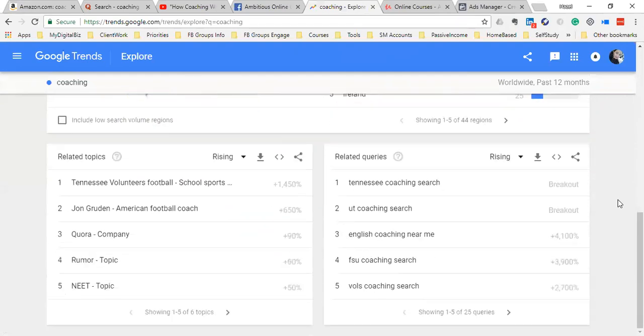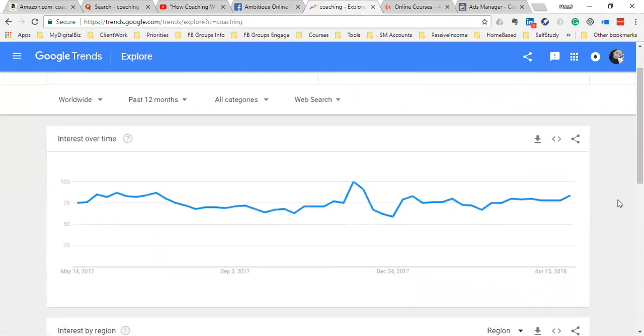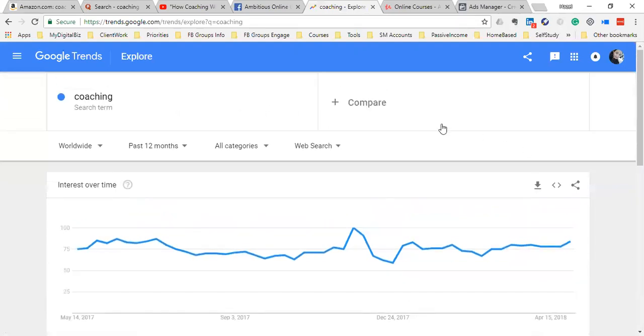It also gives you relevant queries. Look at that. You guys see where it says related topics and related queries. This is actually good. You know why? Because you guys can also use this as an idea for your lead magnets. Okay, it does give you ideas for your lead magnets. So this is what we can do for coaching. It looks like people are still interested in coaching. You can actually also use other keywords and compare which keyword people use more when searching in Google or not.